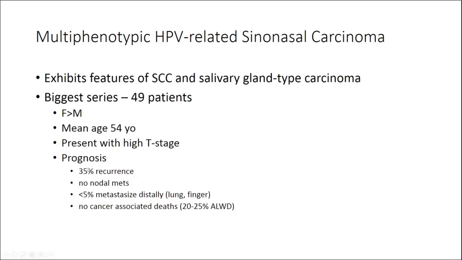I know they've just been described in more recent years, so we'll have to see how these patients do. But in their series, 35% recurred. No patients had lymph node metastases, and no patients died of disease. But interestingly, a few patients had distal metastases, including one to the lung and one to the finger. So it may not be as indolent, but as far as we've seen, no patients have died of their disease.